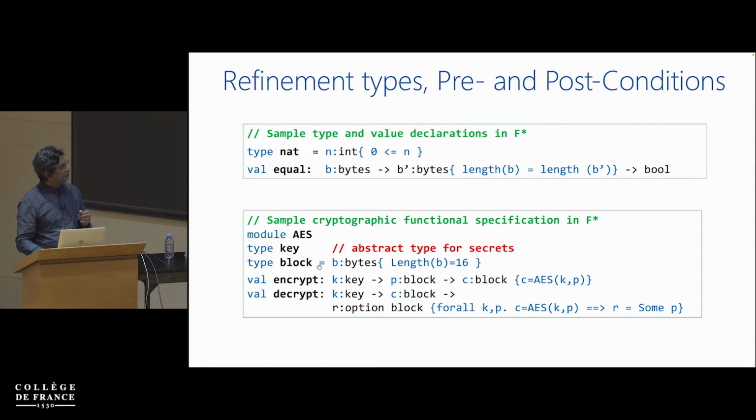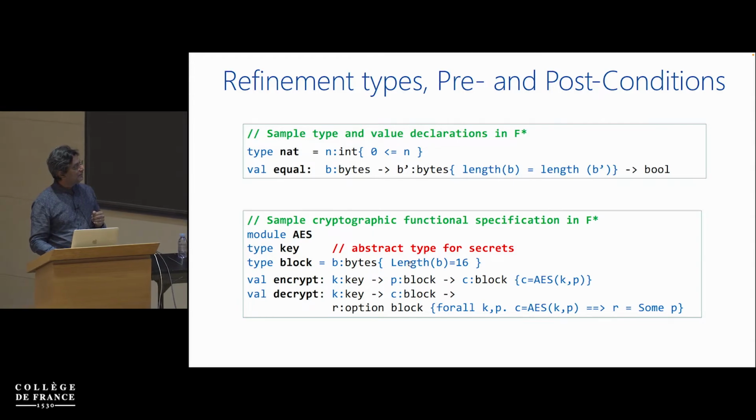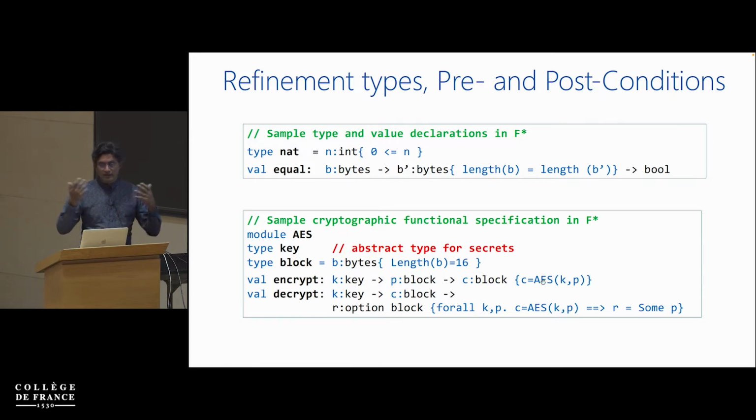I have a type called block, which is a refinement type. It says bytes of length 16. There should be a little l, not a big L, sorry about that. A function encrypt takes a key and a block and produces a cipher block. And here the refinement on the output, which is the post condition of this function, says that C must be the result of computing AES on K and P, where this function can be defined logically using a table, a circuit, or whatever is your best way of specifying AES.